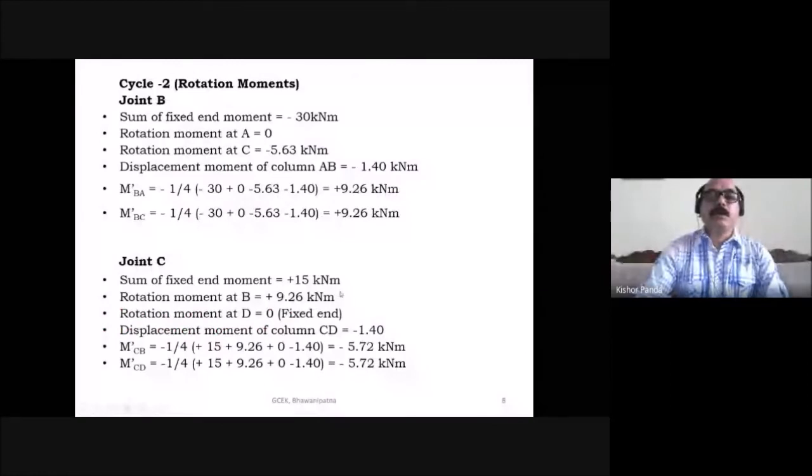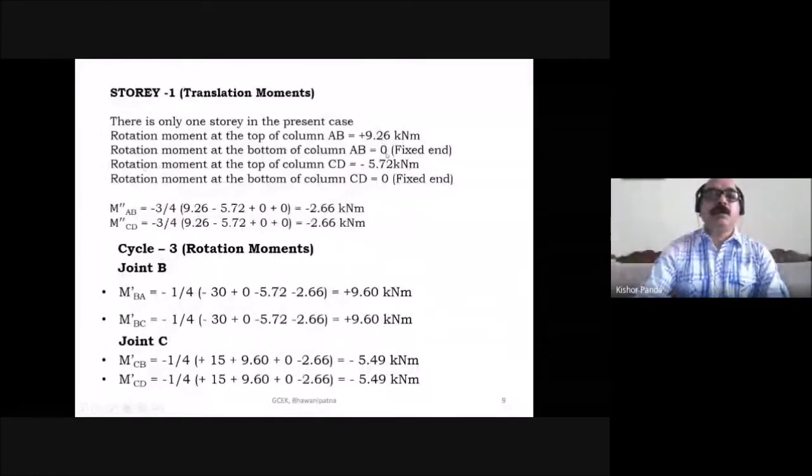Here, this is 9.26, and rotational moment at top of the column CD is minus 5.72. Rotational moment at the bottom of column CD is 0. M double dash AB is equal to minus 3/4 of 9.26 minus 5.72 plus 0, this one. And M double dash CD is equal to minus 3/4 of 9.26 minus 5.72. This is your minus 2.66 kilonewton meter.